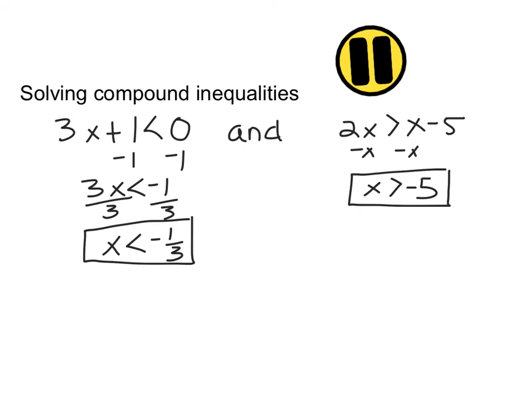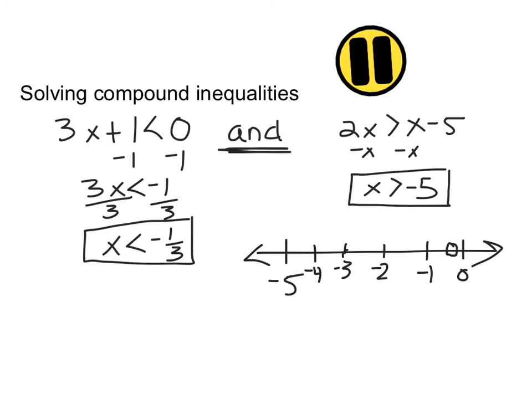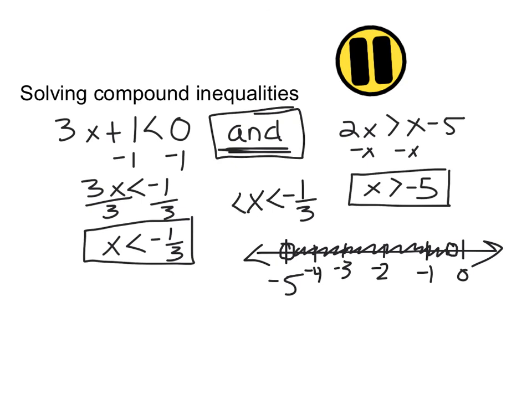So now let's think about what that means. If we have some number that must be both less than negative 1/3, I'll go ahead and just put this on a number line here. So it must be less than negative 1/3. We'll say that's right about there. And it must be greater than negative 5. So if it's both of those things, then all the numbers in between are your solutions. You can write that as x is less than negative 1/3 and greater than negative 5 as one combined compound inequality.